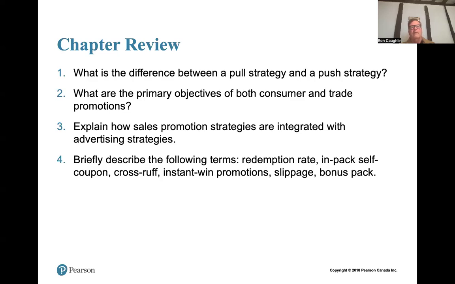And lastly, we talked about describing different things like redemption rates. You want to maintain a specific redemption rate for a lot of these coupons that you may have, or impact self coupons or whatever. We looked at instant win promotions, the idea of slippage. And then lastly, we didn't talk about this, but bonus packs. So bonus packs are extra products and services that are added to an item or outside of packaging, which gets people to try and stimulates future purchases from a brand or a product.